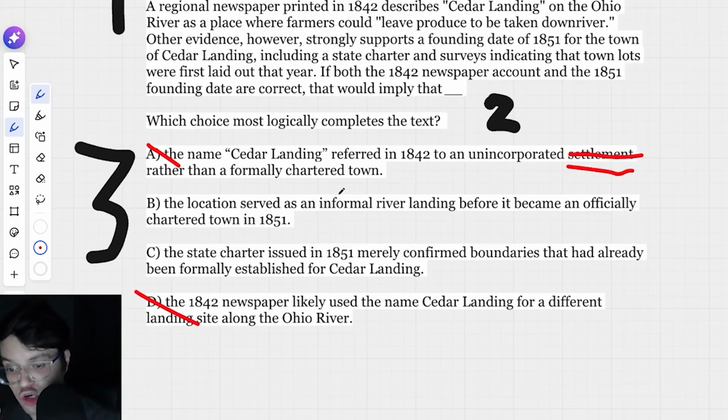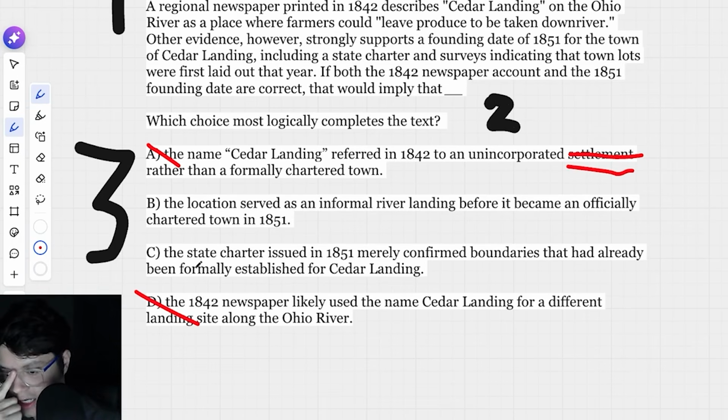B, the location served as an informal river landing. Okay, informal river landing, that sounds right, as I said here, informal, before it became an officially chartered town in 1851. Okay, that's basically my exact prediction. Sounds exactly right. Probably going to be the right answer, but let's just check on C.